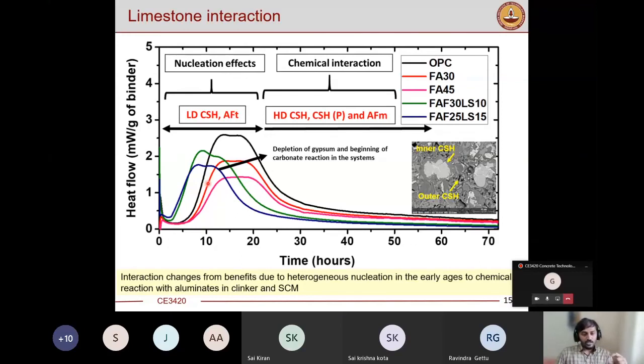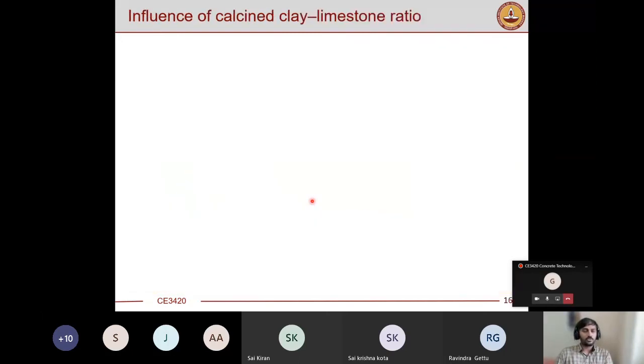The physical and chemical effects, the two parts which I talked about, can be classified by when they happen in your reaction. For example, the nucleation effects, which lead to formation of CSH, will happen during the early ages, which is during the main hydration peak. The chemical effects, which is your pozzolanic CSH or formation of carboaluminate phases, all this will happen in the later ages, post your main hydration peaks, right? So this difference we need to understand in terms of what limestone brings in to your hydration process, right?